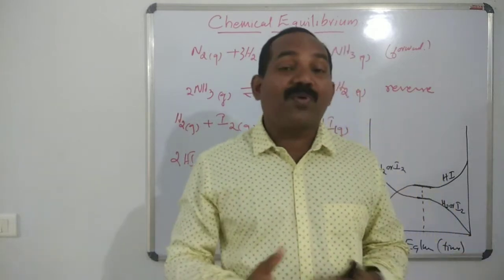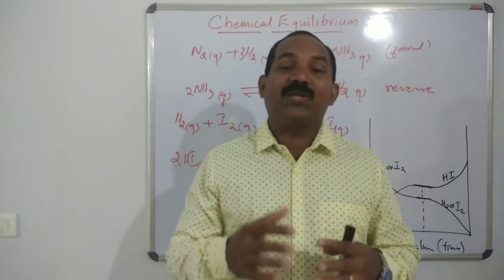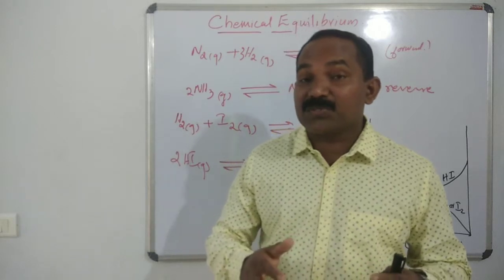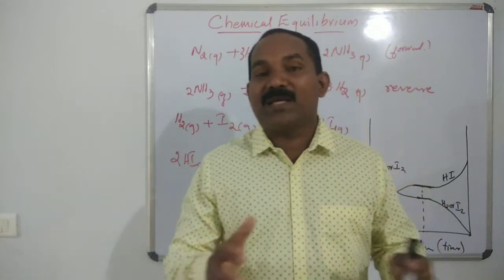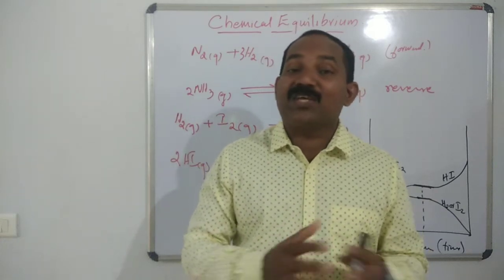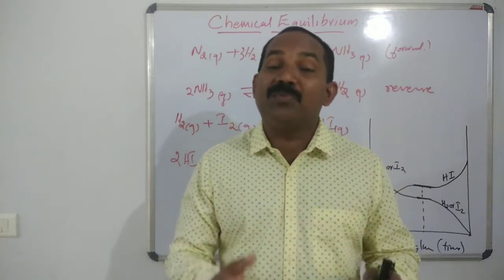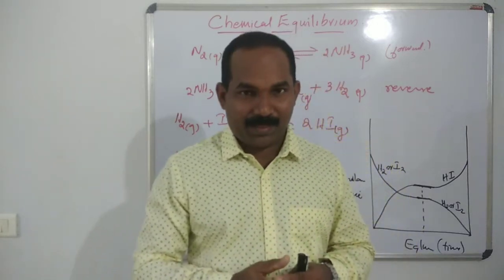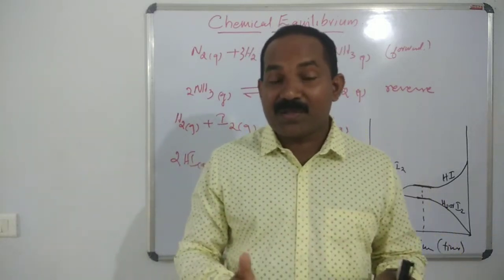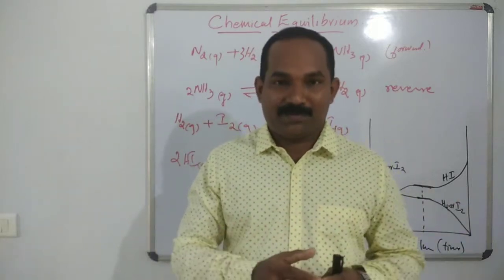And the other important point is that a catalyst doesn't change the equilibrium. A catalyst is a substance which alters the rate of the reaction without being consumed in it. Catalyst doesn't change the equilibrium, but it helps to reach the equilibrium earlier. Please listen: catalyst doesn't change the equilibrium, but catalyst helps to reach the equilibrium earlier.